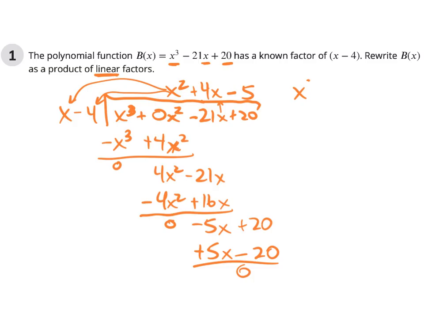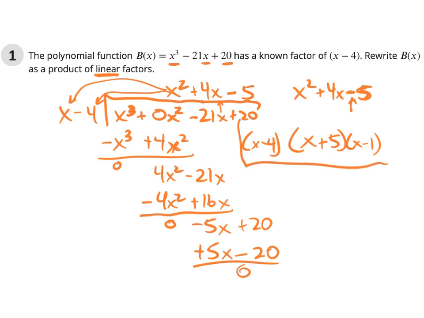Now we have to factor our polynomial. And luckily, we already did this one. One is positive, one is negative. X plus 5, x minus 1. We just did this in the practice problems. And your other factor is x minus 4. Now this is your answer, a product of linear factors.